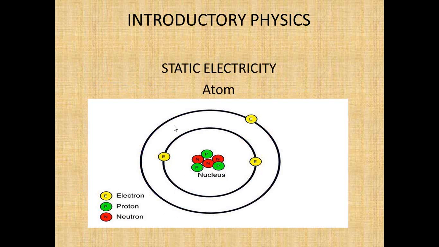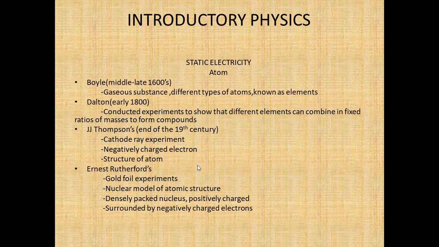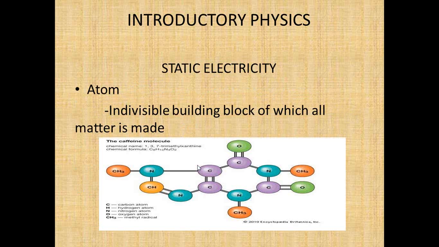So electrons are rotating around the nucleus. The protons are positive and the electrons are negatively charged. So that's very important. So this is the current structure of the atom, with the nucleus densely, tightly packed in the center, then the electron shells, which are rotating around the nucleus.